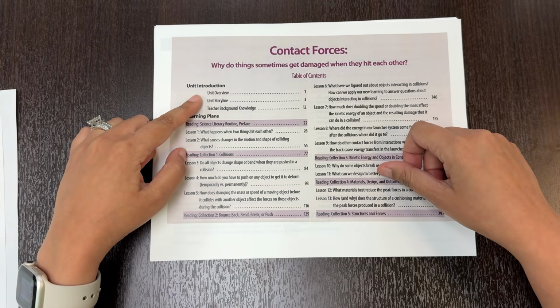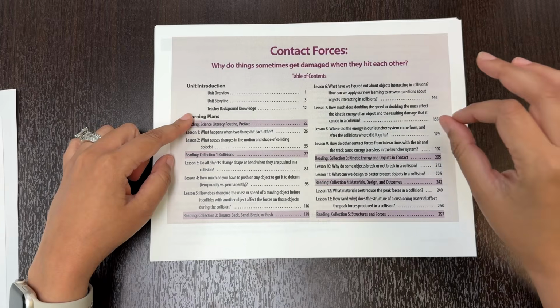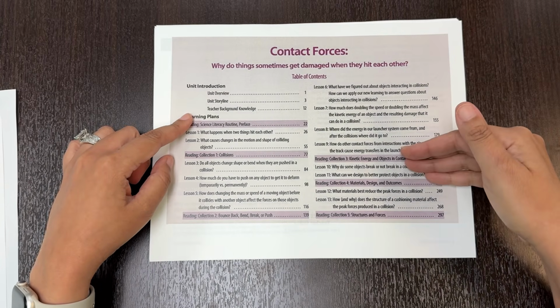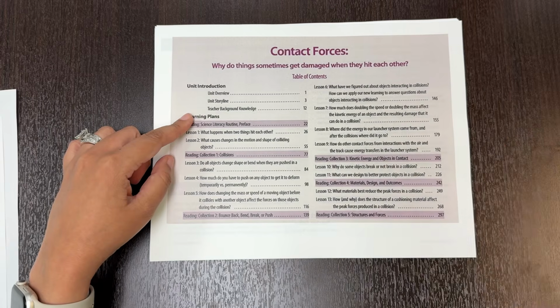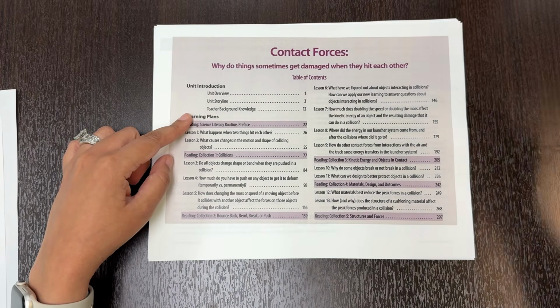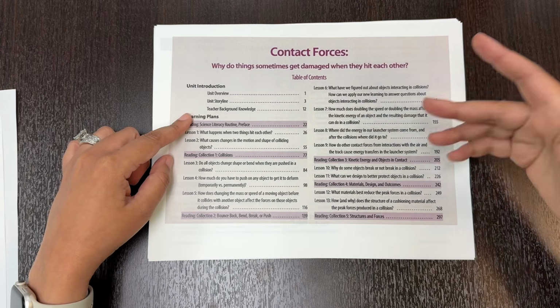All right, so you're going to have a unit overview, a storyline, and a teacher background knowledge. This is something that is very unique to Core Knowledge, especially with this middle school science. It's going to tell you what your background knowledge should be and set you off so you don't fail, right? And you know before you go into the lesson and are well prepared.